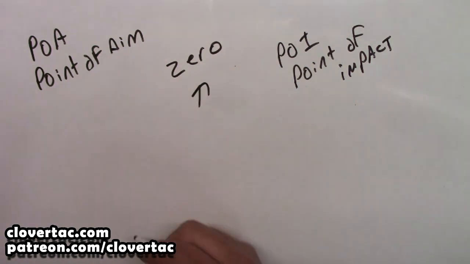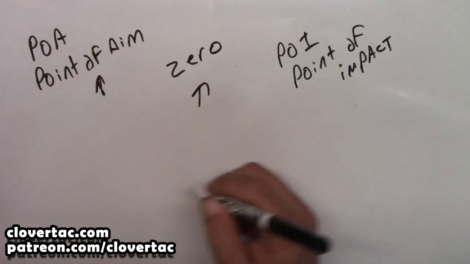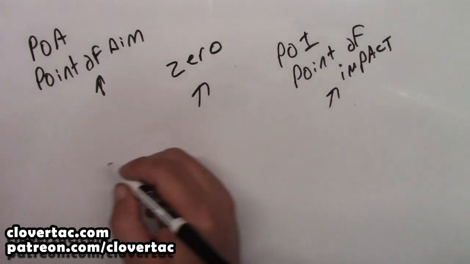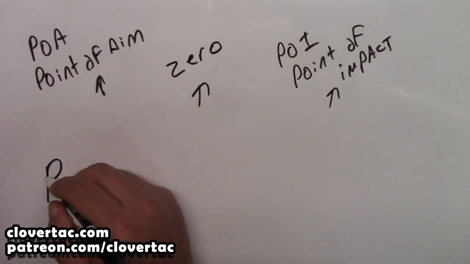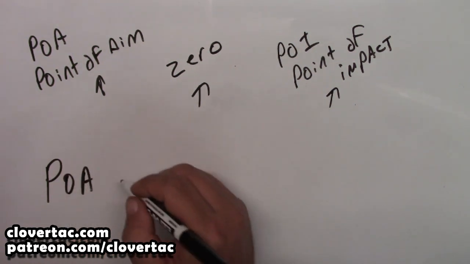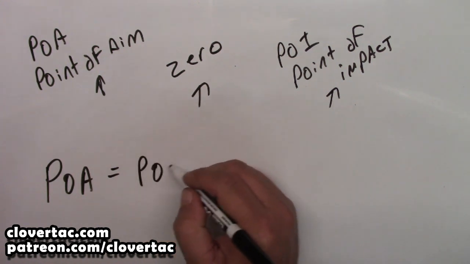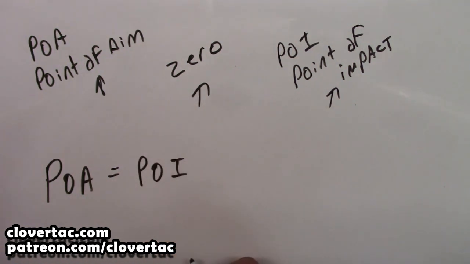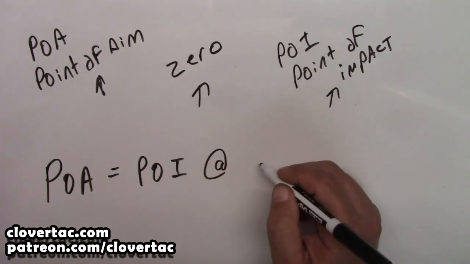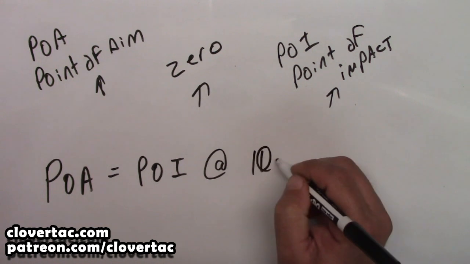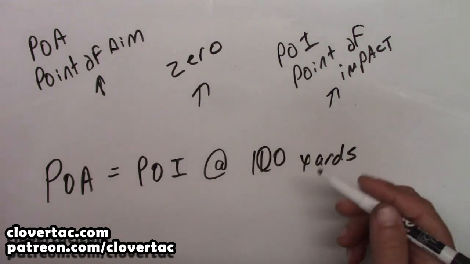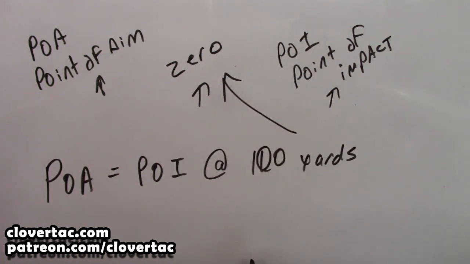Now, where the zero comes into play is when the point of aim meets the point of impact at a specific distance. So, when point of aim equals point of impact at, let's say, 100 yards, that would be your zero.